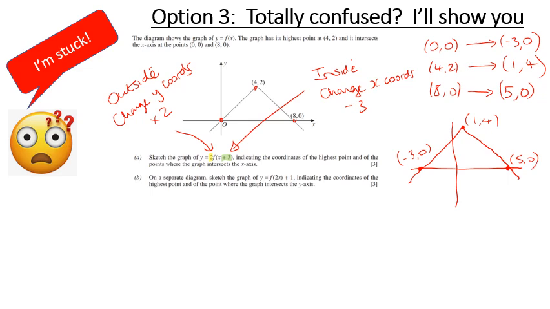Now I'm just going to read through the question again to make sure that I've put on everything they asked for. It says to sketch this indicating the coordinates of the highest point, I've done that, look, 1, 4, and of the points where the graph intersects the x-axis, and I've done both of those as well. So that's part A done. I'm going to go on to the next slide to do part B.